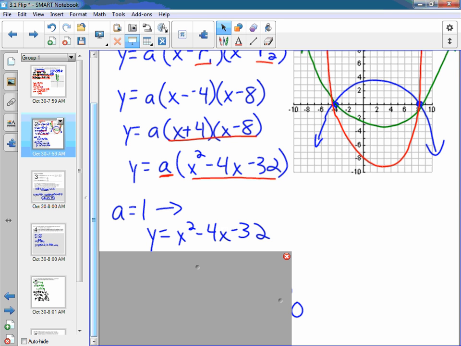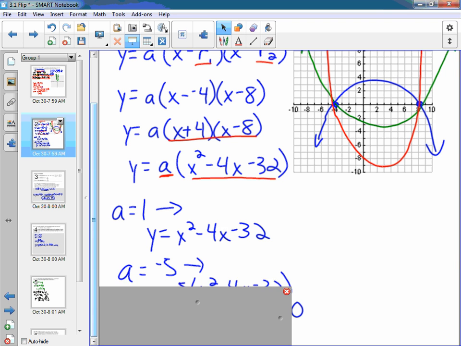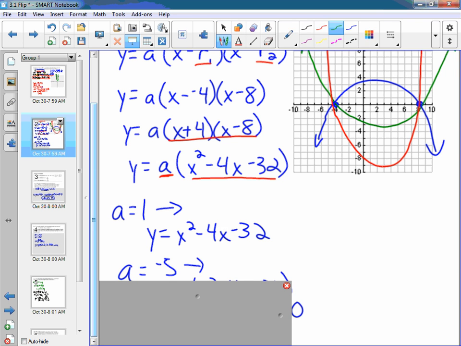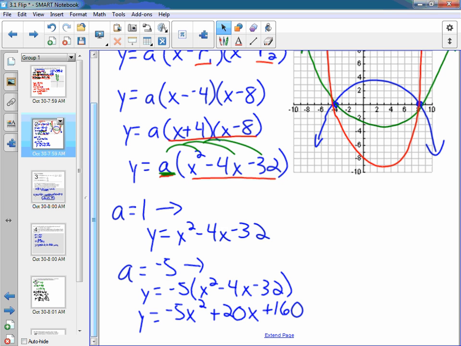All right. And maybe for another one, I want a to be negative. So I want the quadratic to open down. So if a was -5, we'll plug -5 into here. And then we'll make sure that we distribute that -5 all the way through. So if we do that, we would end up with y equals -5x squared plus 20x plus 160. You have flexibility here. You can choose whatever value of a you'd like. But the bottom line is, for both this quadratic and this quadratic, they will cross the x-axis in the same location. All right.